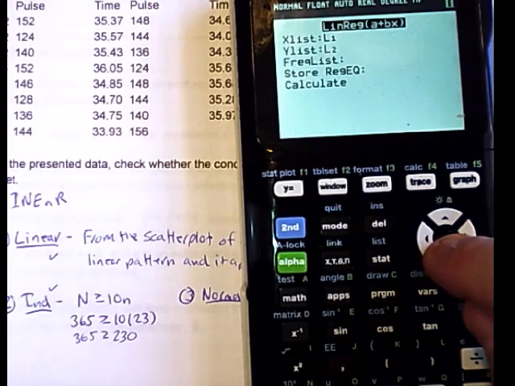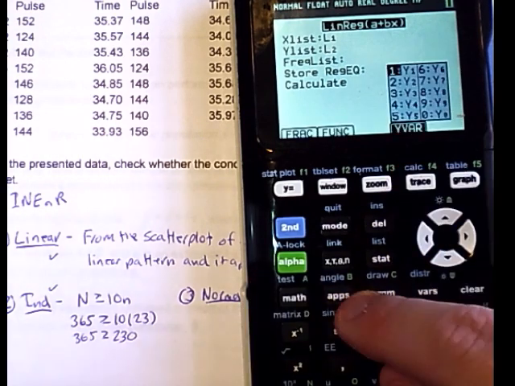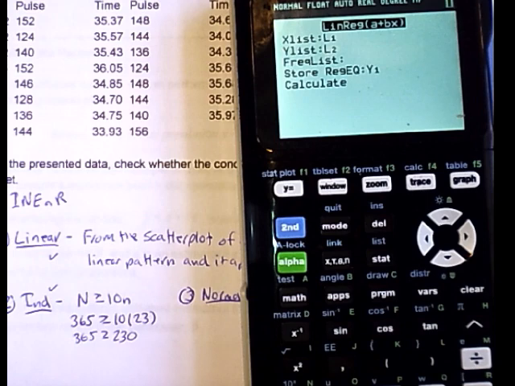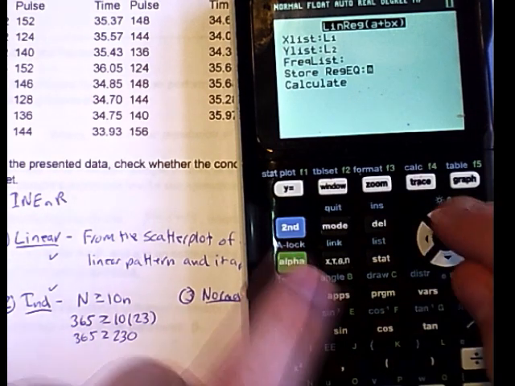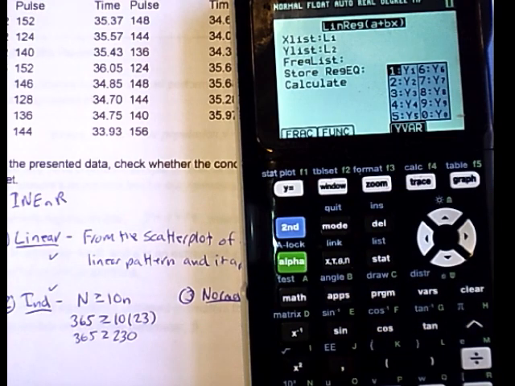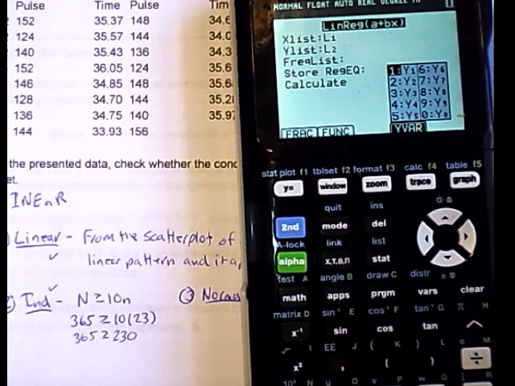Okay, so x list L1, y list L2. You don't have to put anything in frequency, but I do want to store the regression equation in y1. And so you might say, well, how did you do that? Use shortcuts. I said alpha, then I hit F4, which is right above trace. Okay, and I just chose option 1.